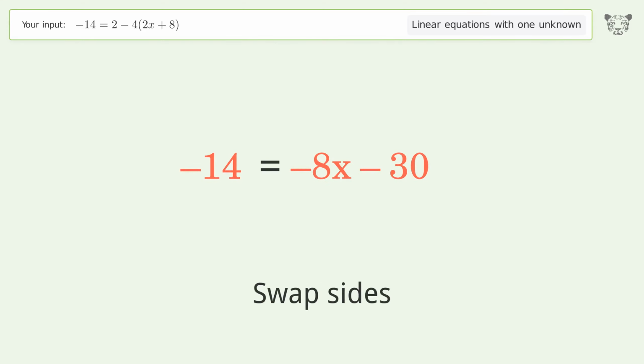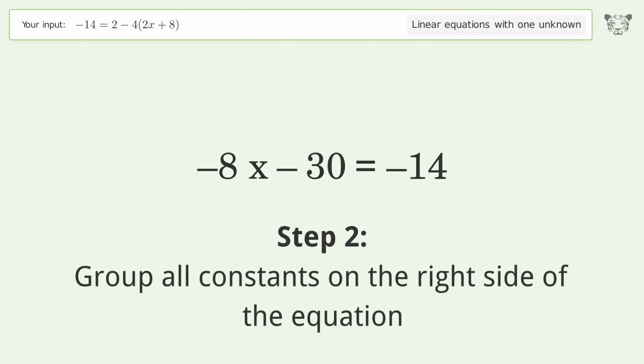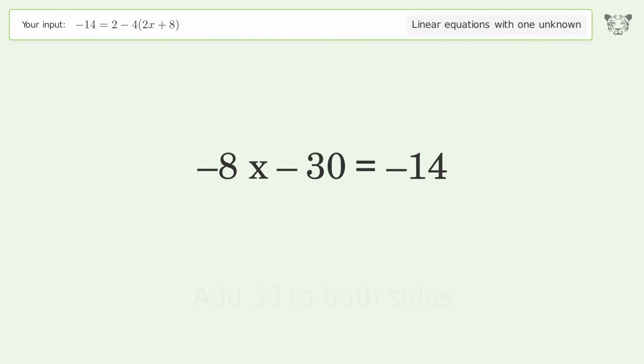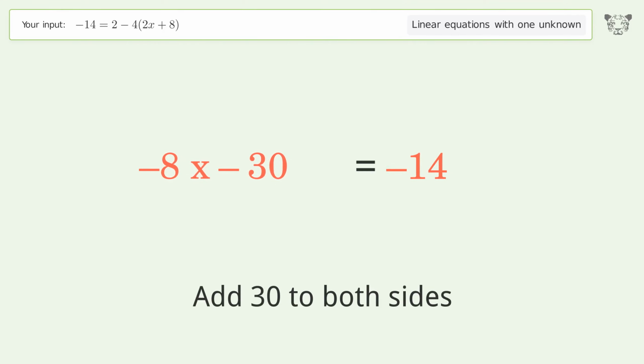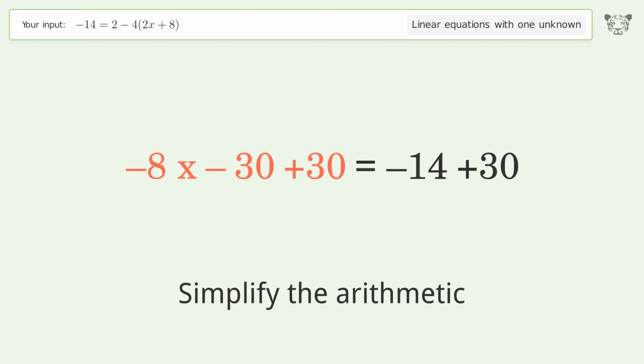Swap sides. Group all constants on the right side of the equation. Add 30 to both sides. Simplify the arithmetic.